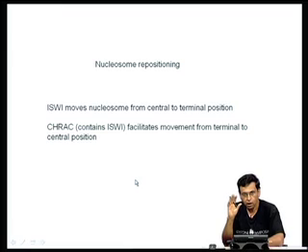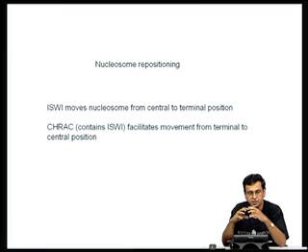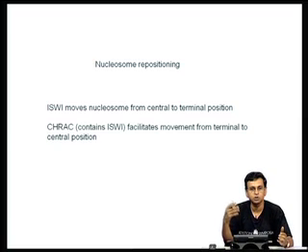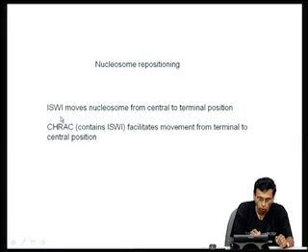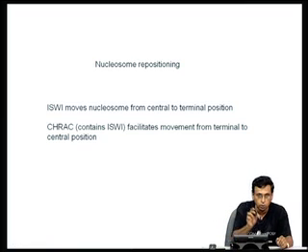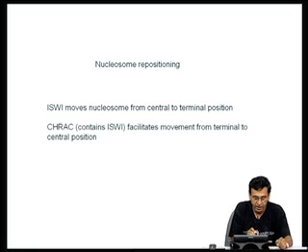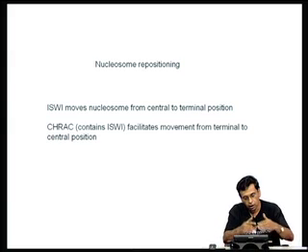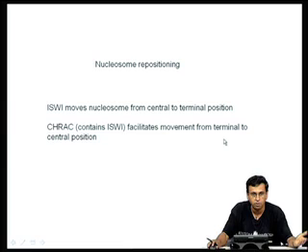Now, how these chromatin remodeling complexes move around histones or nucleosomes also varies from one chromatin remodeling complex to another. For example, ISW1 actually moves the nucleosome from the central part to the terminal position. They move the histones from the central part of the nucleosome to the periphery. Whereas CHRAC, which also contains ISWI, facilitates the movement of histones from the terminal to the central region. So how they rearrange histones and nucleosomes varies from one chromatin remodeling complex to another.